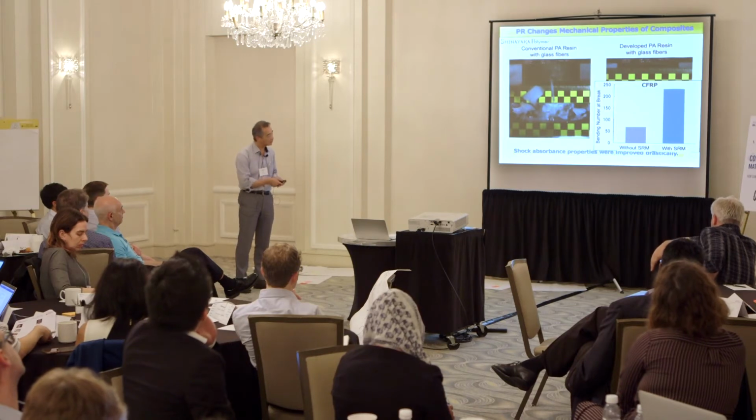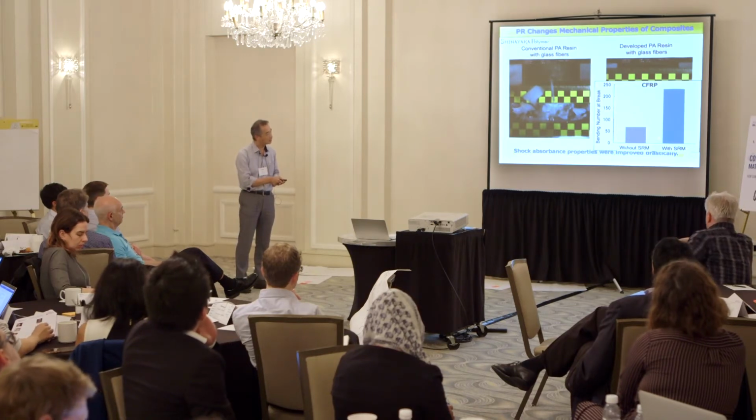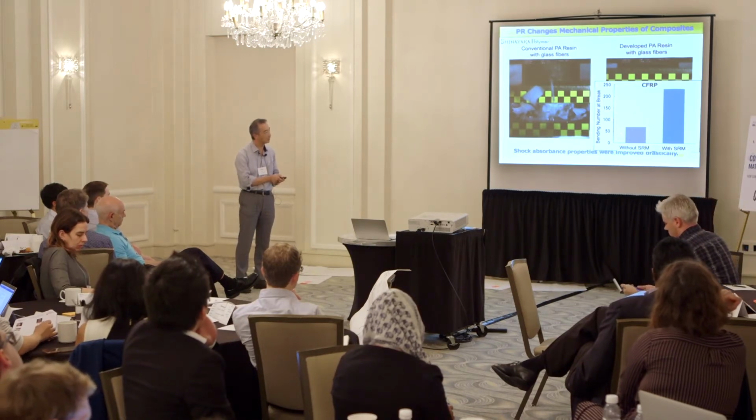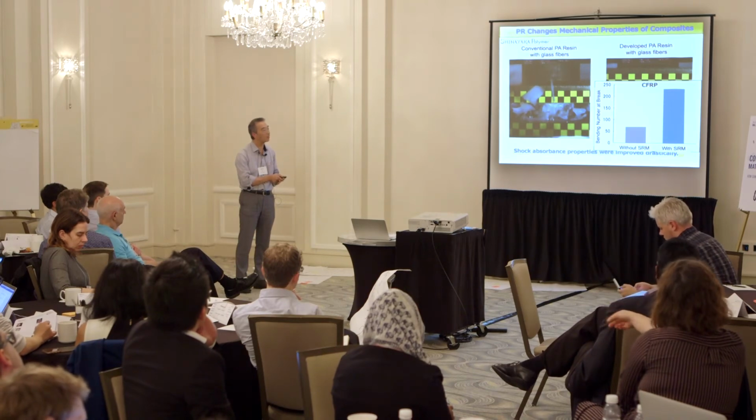So this bending number at break is improved about 3 times by using only 3% of protection. This CFRP is actually used for the Boeing aircraft. It's the highest level of CFRP by Toray.